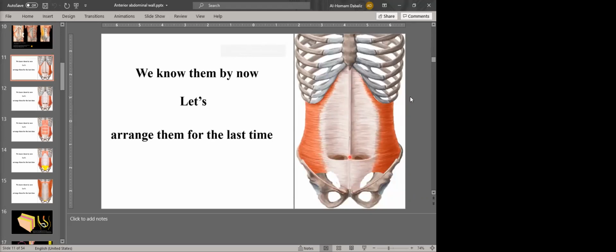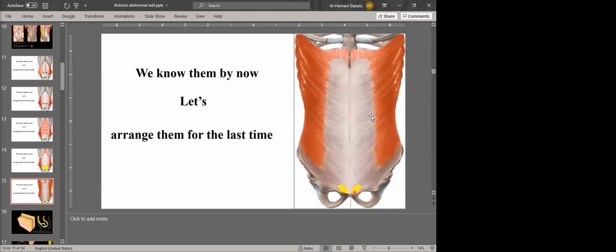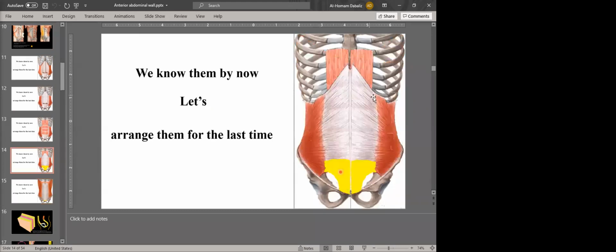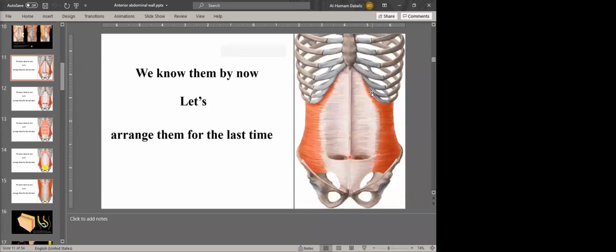Anyways, so these three muscles, we have the transversus, the internal, and the external oblique. All of them, as you can see, the muscle fibers end here. The muscle fiber ends here. The muscle fiber ends here. The muscle fiber ends here. So the muscle itself is lateral.